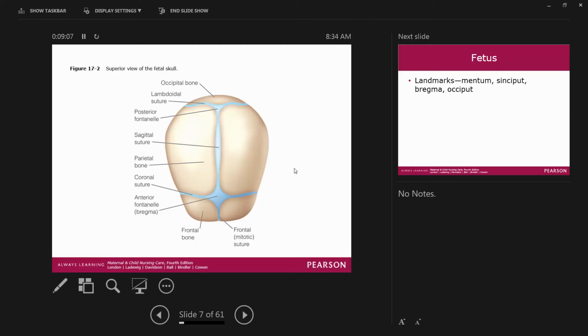So we're feeling for these sutures, and we're feeling for these fontanelles. And you can see how they're shaped differently. This is like a diamond or a tilted square, and this is like a triangle-ish. How do you blindly tell the difference between the two? So if I'm feeling a triangle, I've got the posterior fontanelle. If I'm feeling the anterior fontanelle, I'm feeling a square.